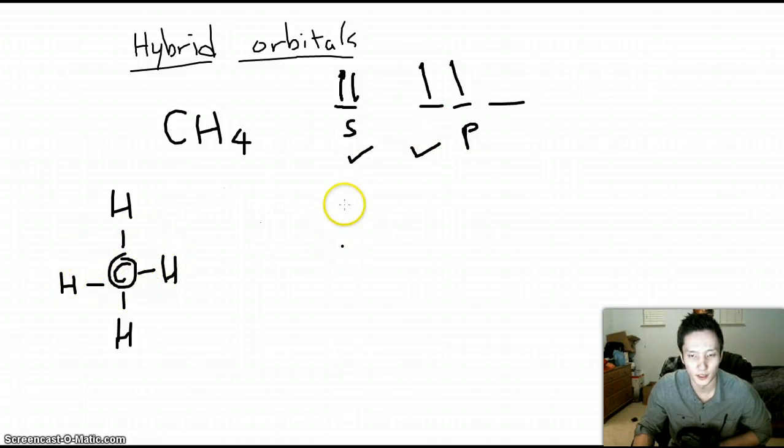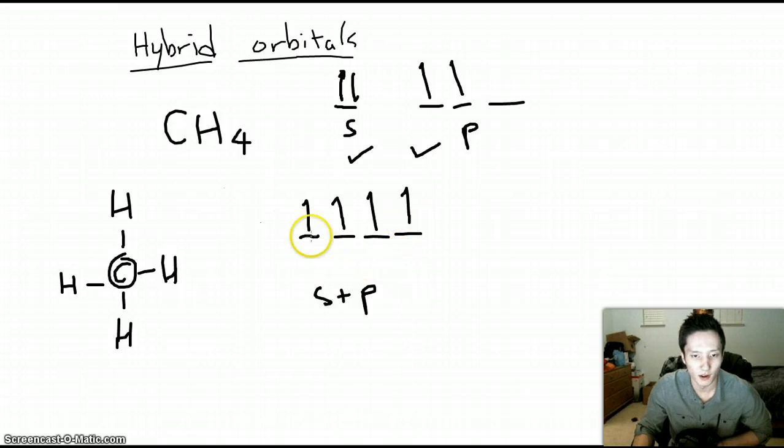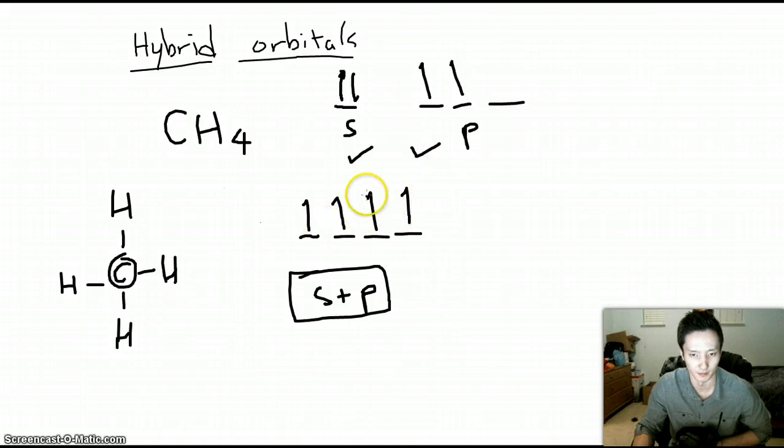The way to do that is to combine these orbitals. So if I combine the s and the p orbitals like this, we have four valence electrons for carbon. Check this out. Now all four electrons are equal. They're part of a hybrid orbital that has s and p orbitals in it, and they're alone. So these four all belong to carbon. They're alone, so they can accept four bonds.